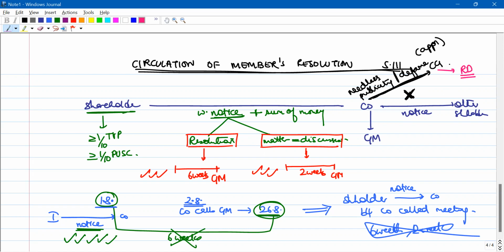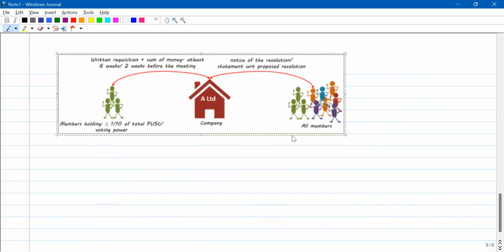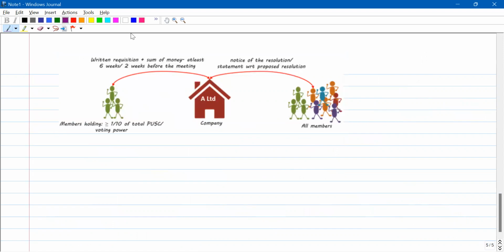This is the entire section 111. So giving you a summary now, look at this diagram. Section 111 is a case where a group of shareholders holding 1/10 of the paid up share capital or total voting power send a written request, a notice, to the company along with a sum of money. When do they send it? At least 6 weeks before the meeting if they want to pass a resolution, or 2 weeks before the meeting only if they want to discuss a certain matter.